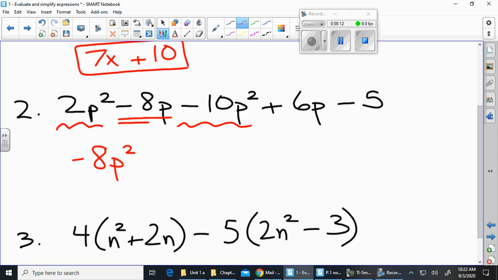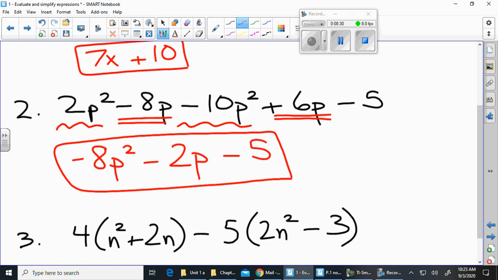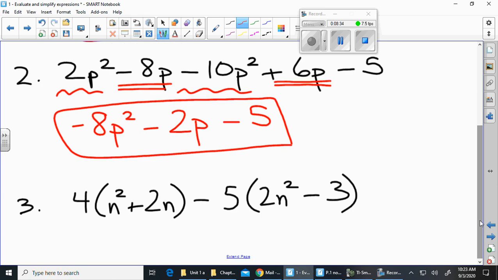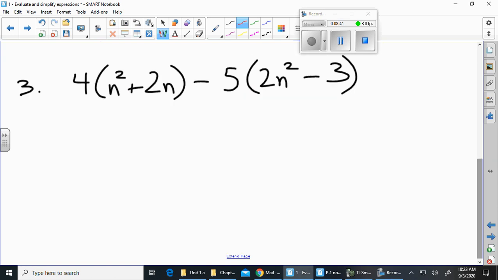Then -8p plus 6p. -8 plus 6 is -2p. And then -5 goes with nothing, -5. Nothing there is like. You've combined the like terms. You're done. That is an expression. Can't go any further. So this last one, you have grouping symbols.